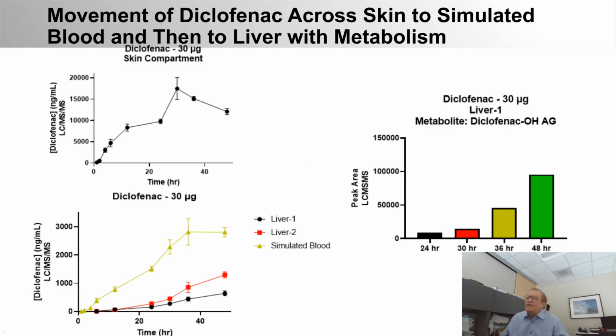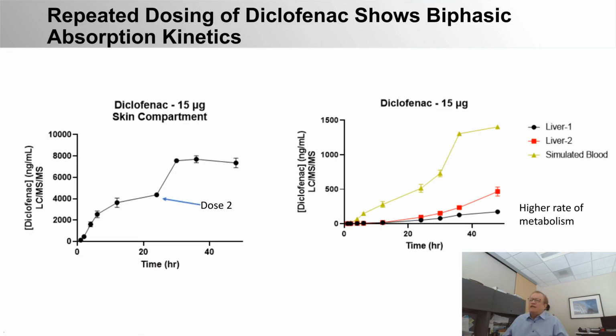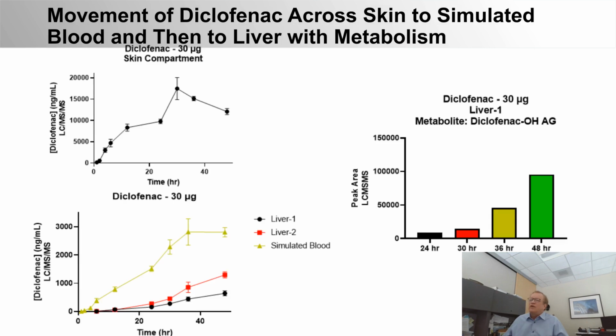And here we have a different dose. So the first dose I showed you right here was at 15, and you can see it plateaus around 8. We increased the dose to 30. And you can see now we've really gone up again. We're about 16, so we're getting a nice dose response here that's proportional to the dose given. The same is true in the different organ compartments. And we're also seeing a nice time-dependent increase in the first liver compartment of the glucuronide metabolite.